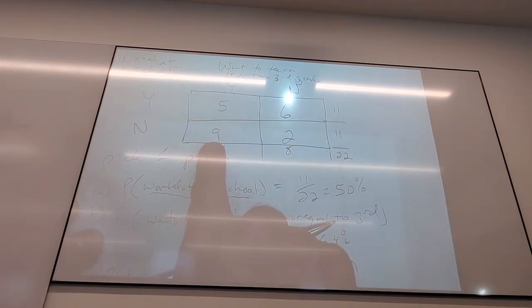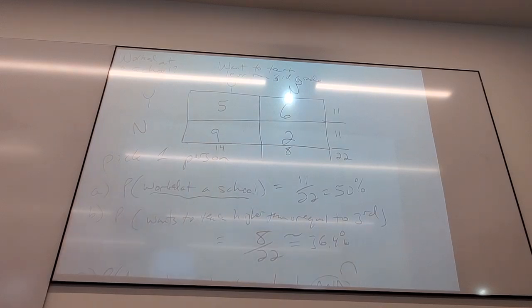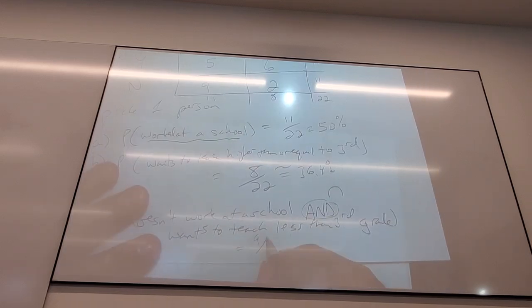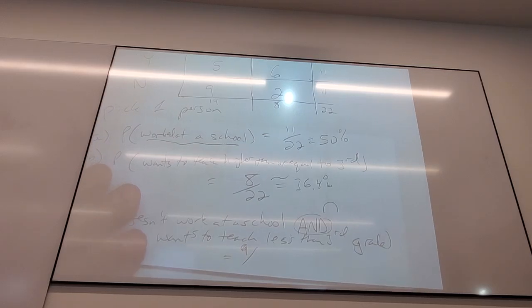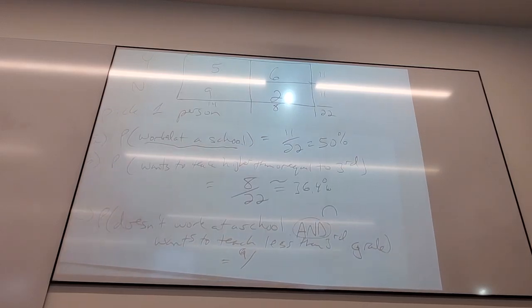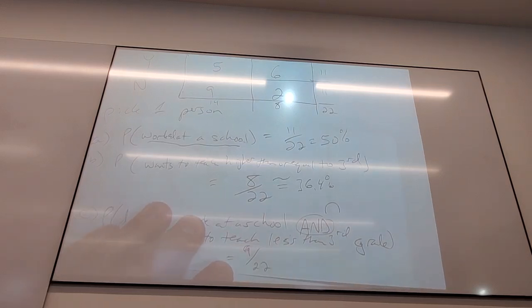None. Which is another reason why, I can't remember if we said this in 125, but we also call "and" an intersection. It's the intersection of those 2. So this would be 9 out of what? 22, good, because I'm picking somebody from the group. It could have been any of them.